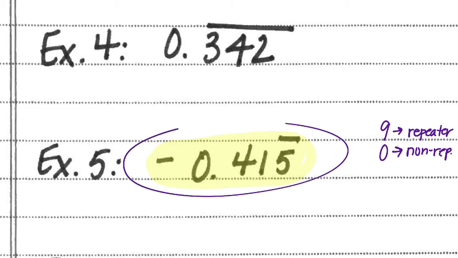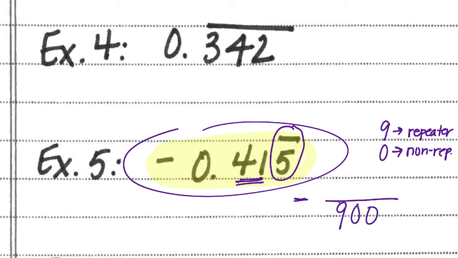So for example, I know this is going to be a negative. On the bottom, because there is one number repeated, I'm going to take 9. Because there are 2 numbers that are not repeated, I'm going to make those 0, 0. All right, and then what I'm going to do is take the whole number. So looking at the whole number, I just see 415.